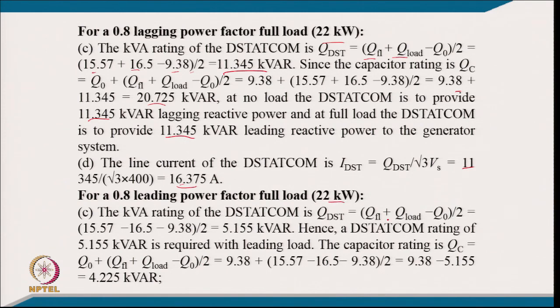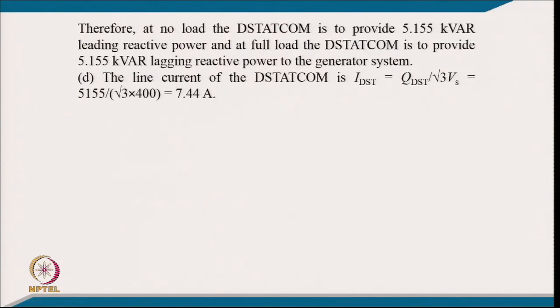For the leading power factor at full load, the kVAr rating of the D-STATCOM is Q minus this, corresponding to half. Putting in the values, this will be 5.15 kVAr, and the D-STATCOM rating of this kVAr is required with leading load, and the kVAr rating comes to 4.225 kVAr. Therefore, at no load the D-STATCOM is to provide 5.155 kVAr leading reactive power, and at full load it provides this lagging. The line current of the D-STATCOM IST is 7.44 amperes.